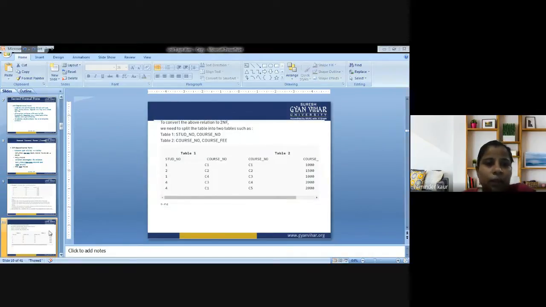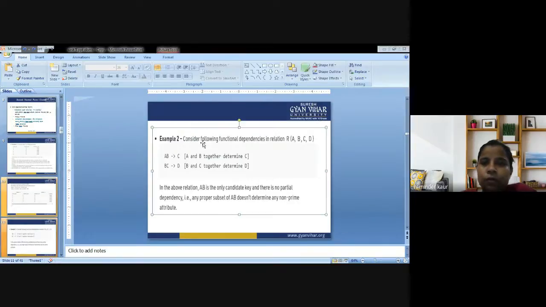Next is the second example that is being given for your reference. Here you can determine the relation with the help of the functional dependencies that are presented here. That is, AB can determine C, and together both attributes BC can determine D. So this is the interpretation for the same. R is the relation in which there are four attributes, and this is the functional dependency that is defined here.